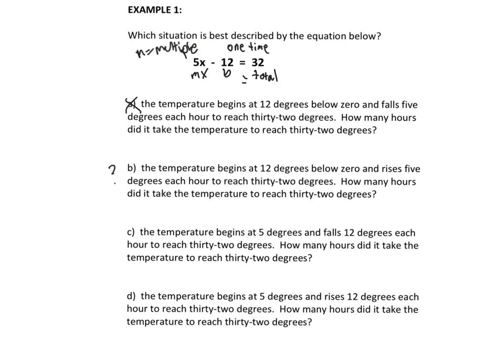Now let's look at C. The temperature begins at 5 degrees. Is that where we started in our one-time amount up here? We started at negative 12, so C is wrong. Now let's look at D. The temperature begins at 5 degrees. Again, we started at negative 12, not 5 degrees. So D is wrong. So we are left with B, which we thought was right.